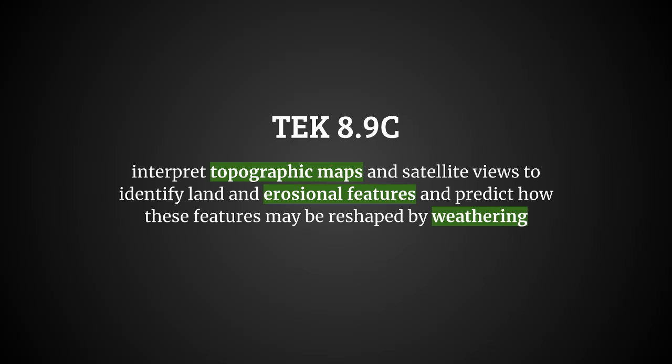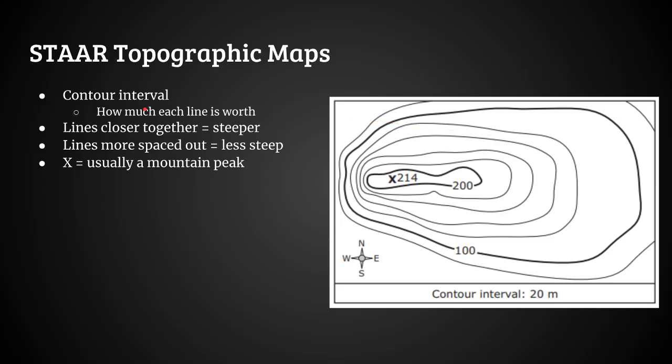Moving on, topographic maps, erosion features, and weathering, all covered in TEK 8.9C. You see that we have our little topographic map. Contour interval, that is going to be the amount that each one of these lines is worth. So we have 100, 120, 140, 160, 180, and then 200. So each one of these lines is worth 20 meters. That's basically all it's telling us.